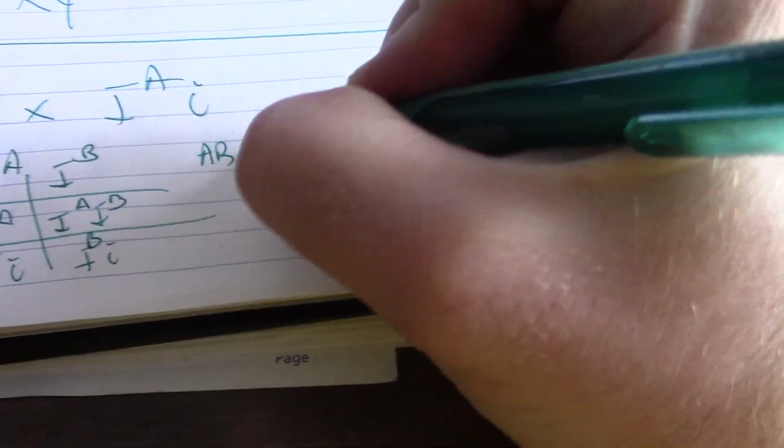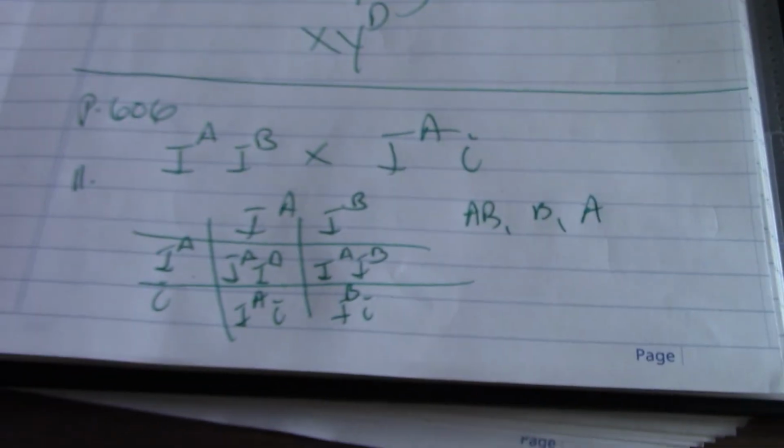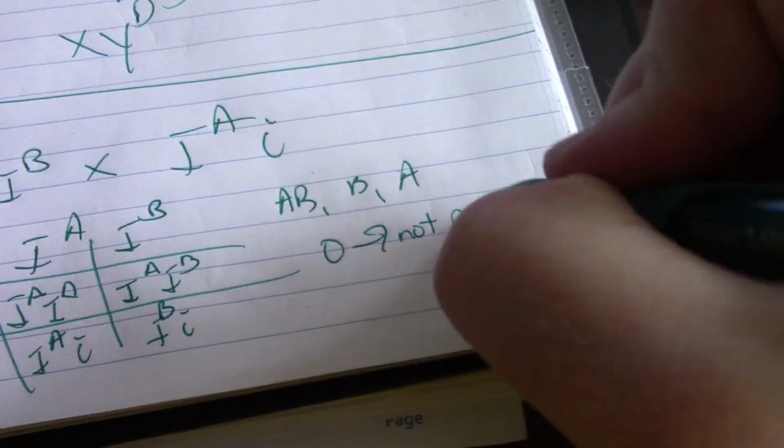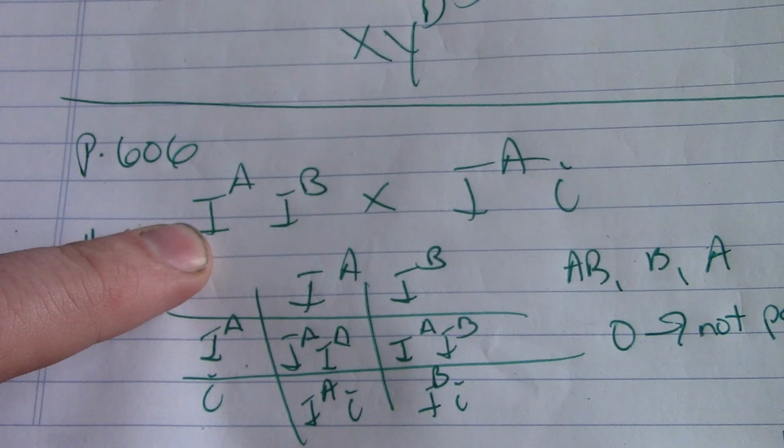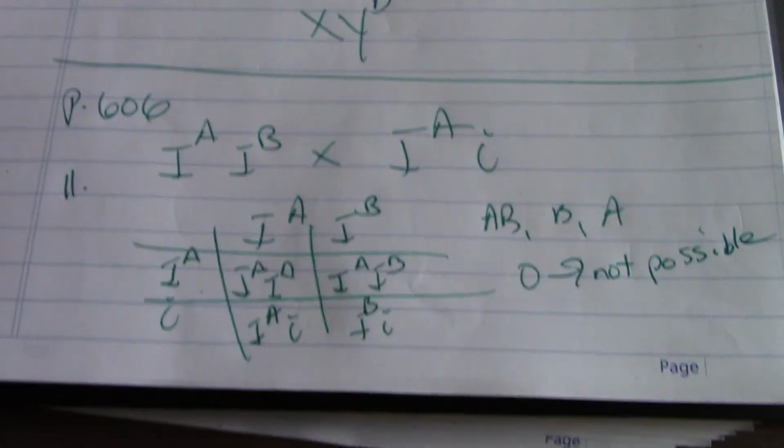So this is autosomal. Blood type is not sex-linked. I^A, I^B. So possible blood types are A, B, B, and A. Okay, O is not possible. So if they had an O blood type child, that would mean that this person would not be a parent. There would have had to have been another heterozygous for O trait. Okay, so that's what this question addresses.